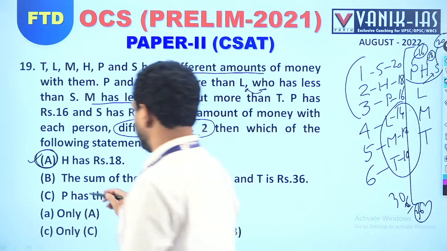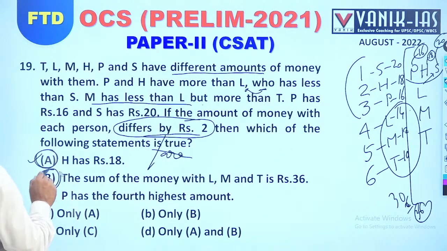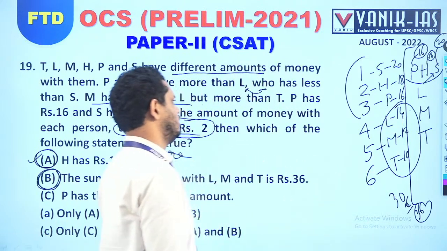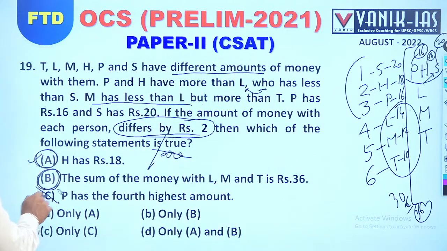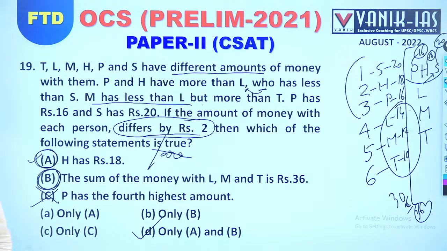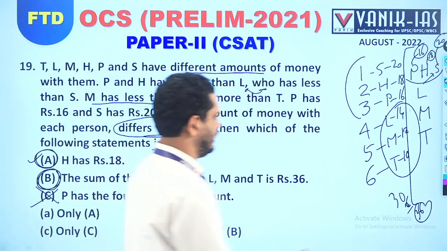And number 2 is also correct one. P has the fourth highest amount? P has the fourth highest? No, this is the third highest. So C is incorrect and the correct answer will be D. So we'll move on to the next one, and the next question is 20.